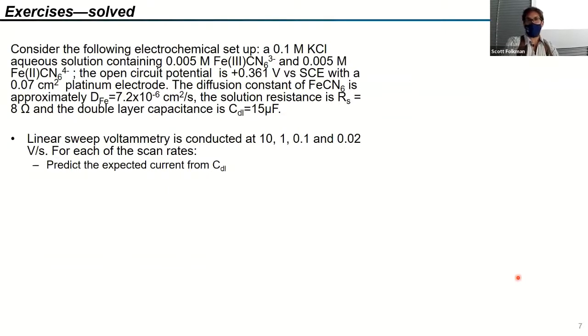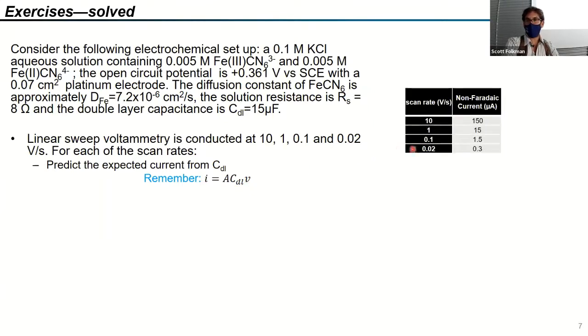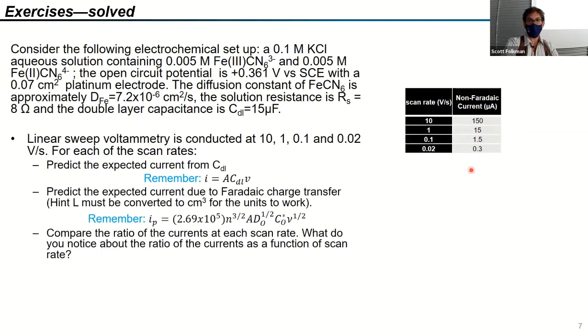The next question I asked, I wanted us to look at the same solution and do linear sweeps conducted at various scan rates and predict the double layer capacitance. And as I mentioned last time, the current is actually proportional linearly to the scan rate. And we can see that shown here as we decrease the scan rate, the non-Faradaic current contribution is simultaneously decreased along with it.